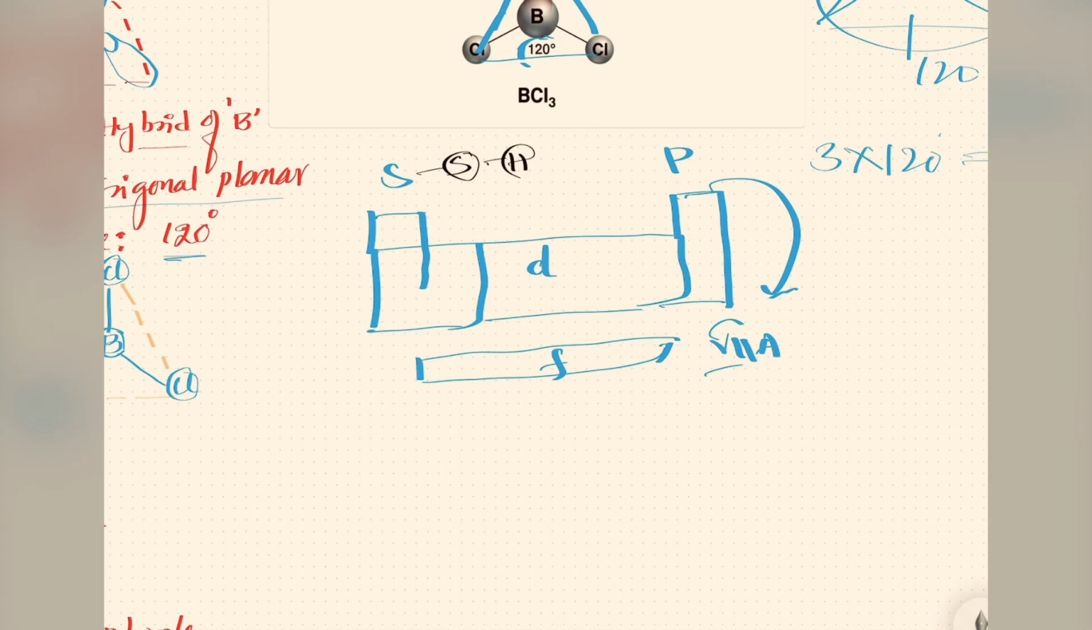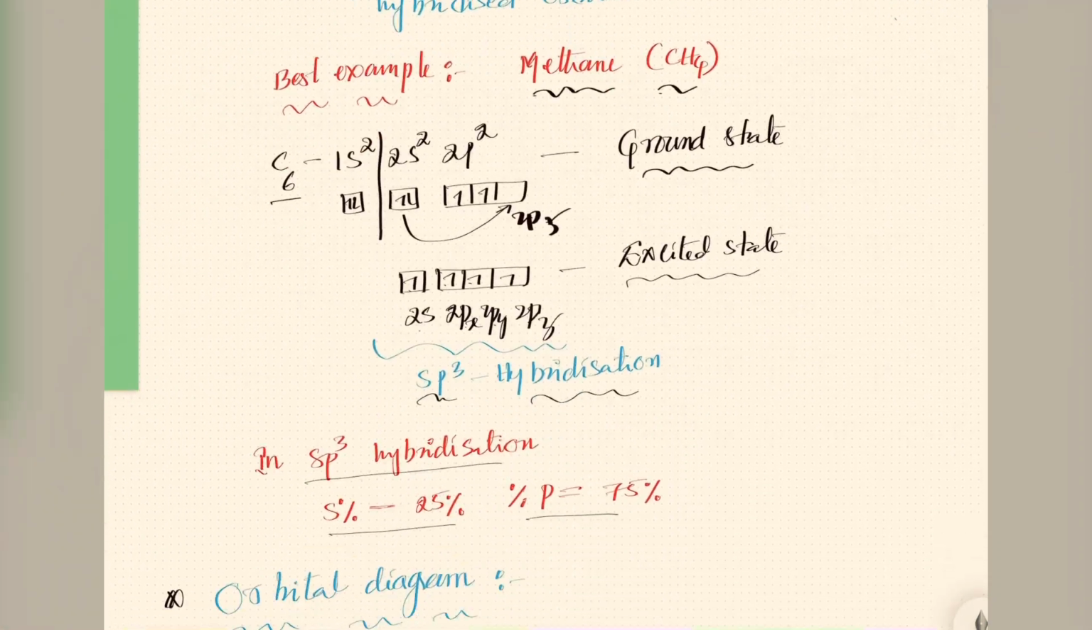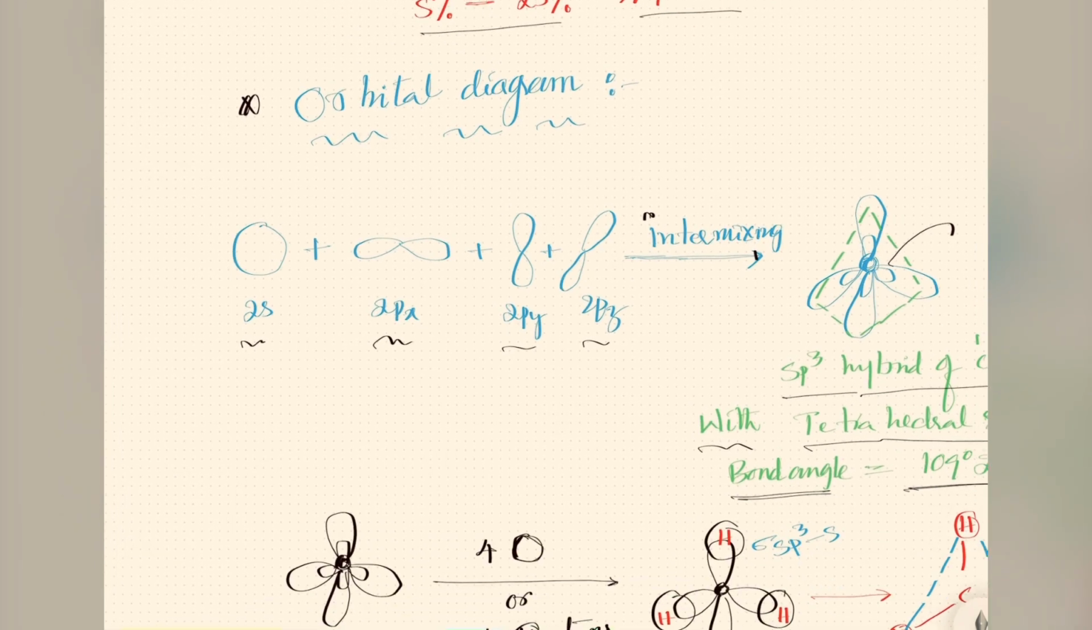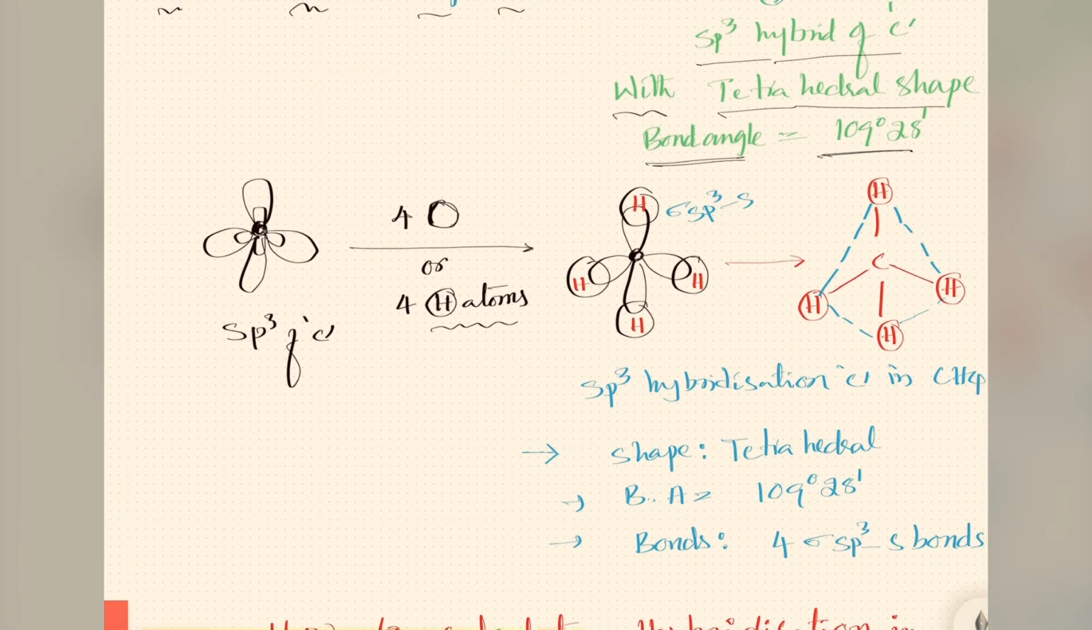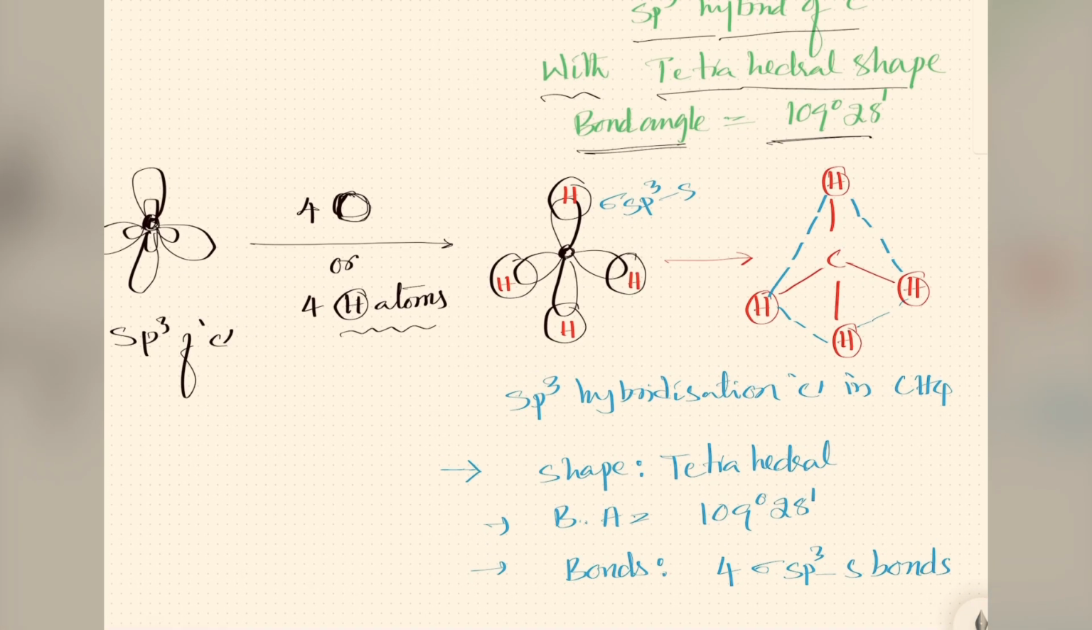So this is why we can take an s orbital shape here. In the overlapping, we are taking this s orbital. This orbital overlaps with the sp3 of carbon, and we will get such a structure. This is the sp3 hybridization of methane.